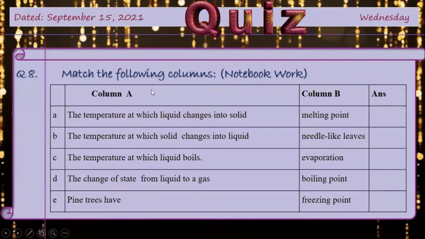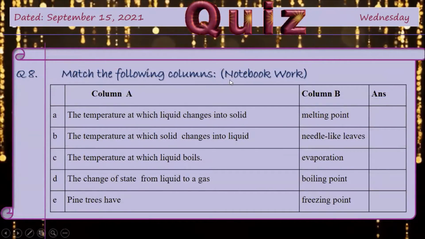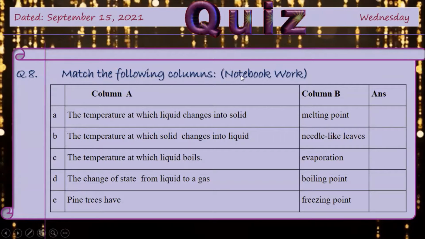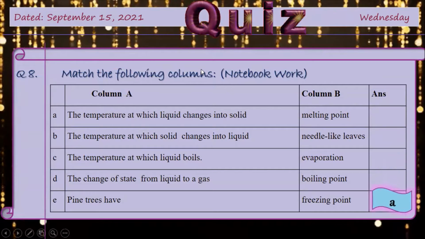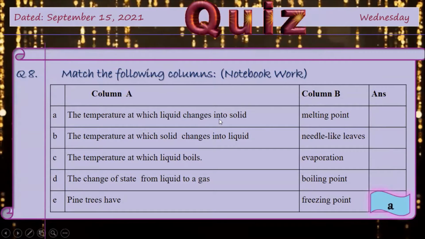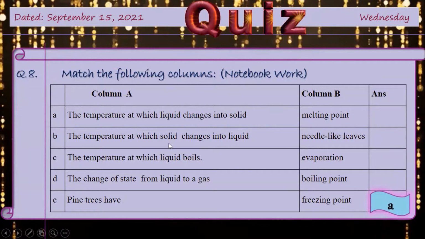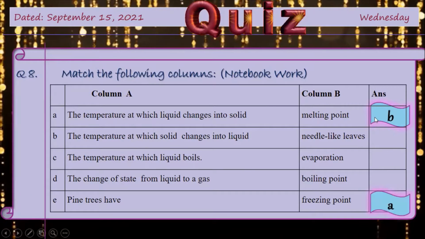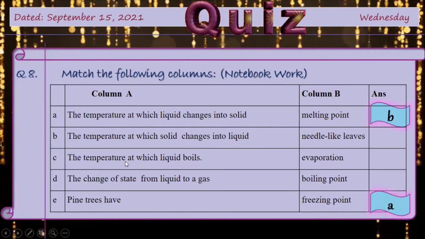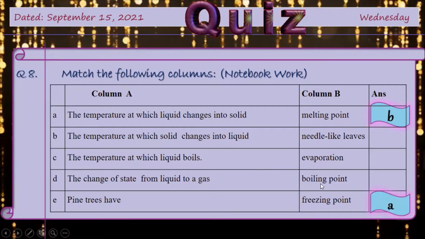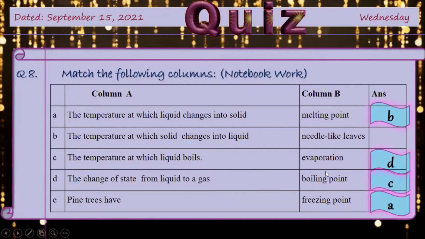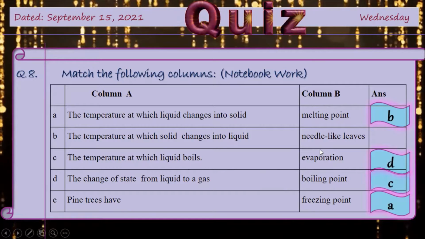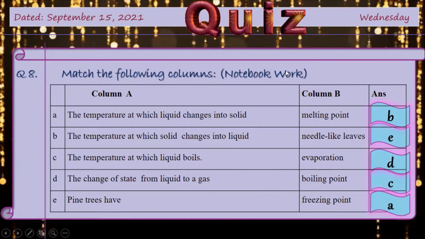So we are about to review question number 8. Match the following columns. It was your notebook work. I hope that everybody has done it and learned it also. The temperature at which liquid changes into solid is the freezing point. The temperature at which solid changes into liquid is the melting point. The temperature at which liquid boils is the boiling point. The change of state from liquid to gas is evaporation. And pine trees have needle-like leaves.